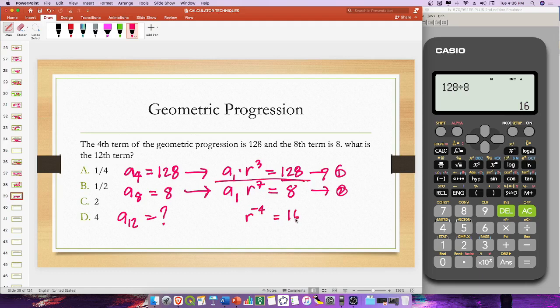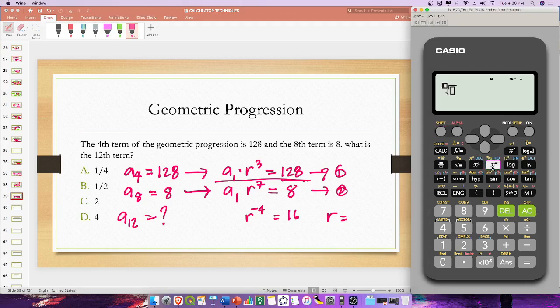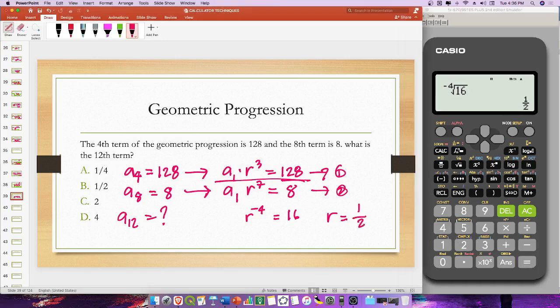That's it. So therefore, you can solve for the value of r. If you are not sure, you can just use the root. The r raised to negative 4 is 16. So r is equal to 1/2. Okay, r is 1/2, and then we will solve for the value of a.